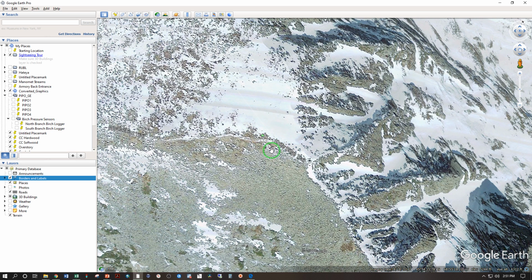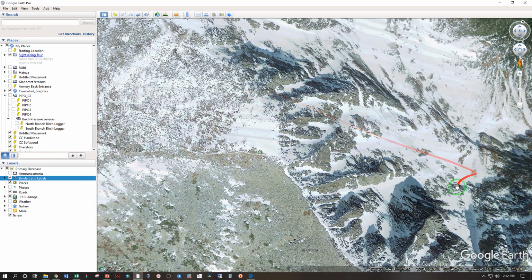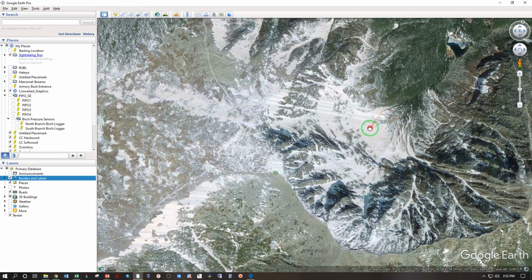So the reason why that is, there's an elevation model living underneath all this imagery, and Google Earth knows where you are, and that is returning, wherever you put your mouse, the elevation for that point. So you can calculate change in elevation.